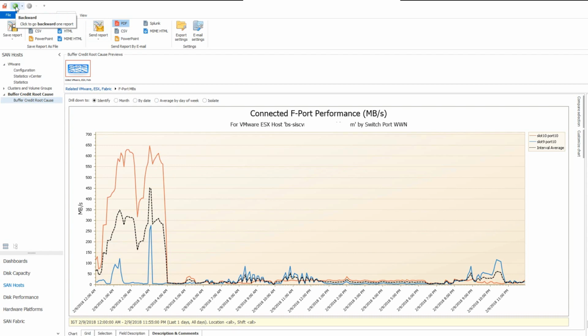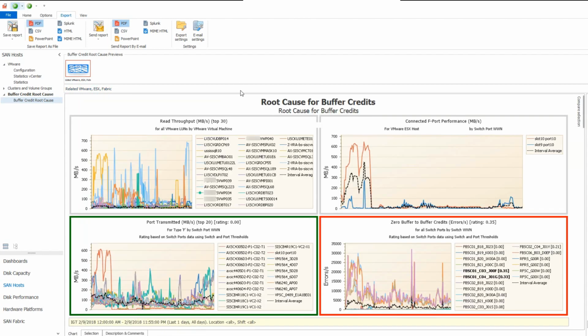If that doesn't resolve the issue, you really have to look at the different speeds and feeds on the wire here, and it may be a situation where you actually have to upgrade the host port to a higher speed. So I hope that was helpful. That was just a real quick overview of looking at buffer credit issues in the fabric.